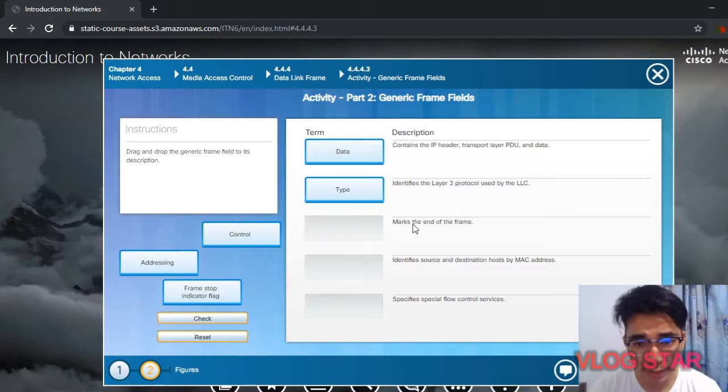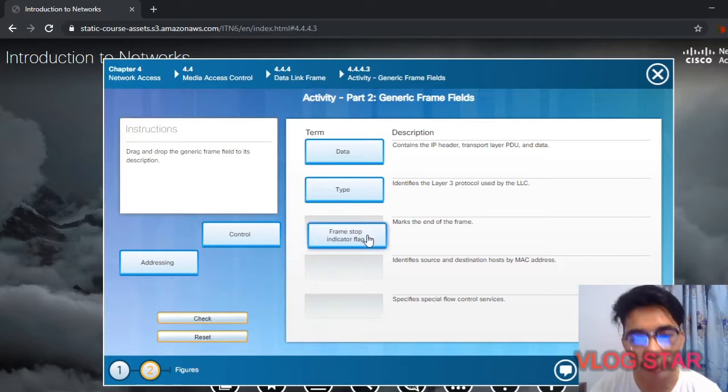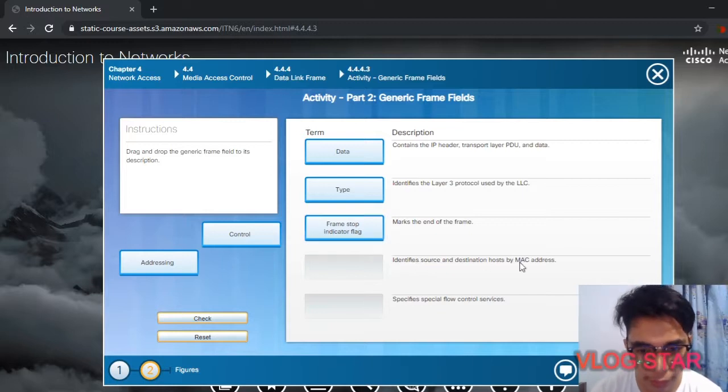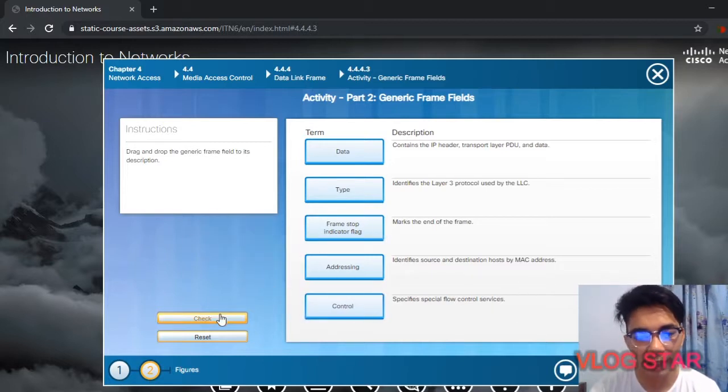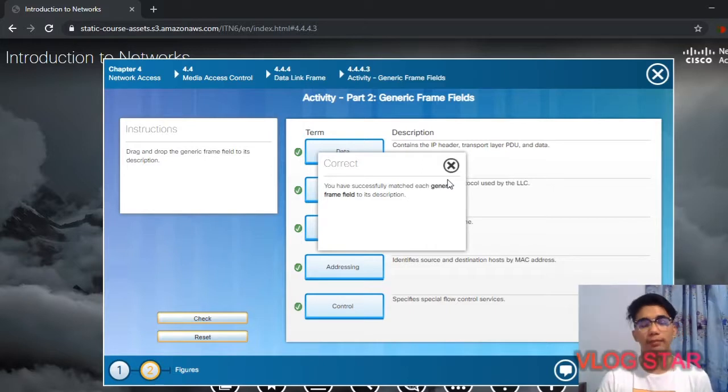Then marks the end of the frame. We all know that is the frame stop indicator, because there's the frame stop on it. Then identify source and destination host by MAC address. In order to identify, you need to address it. Then about the flow, it will always be the control. Then check. So you can see it is all correct, and I think that's the last part of the activity in this chapter.